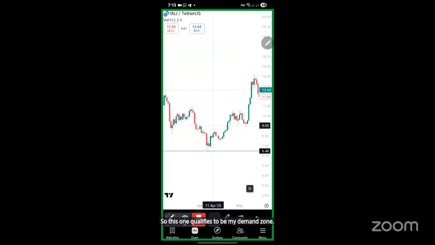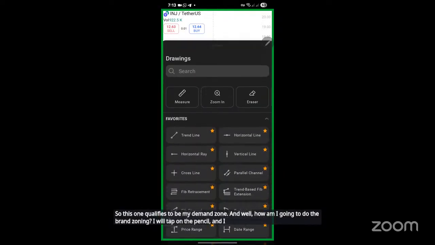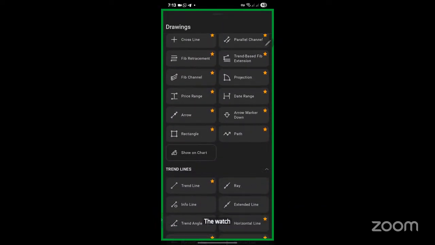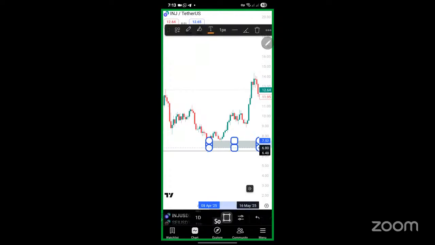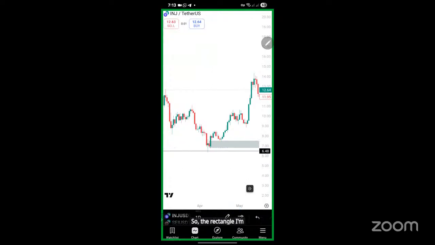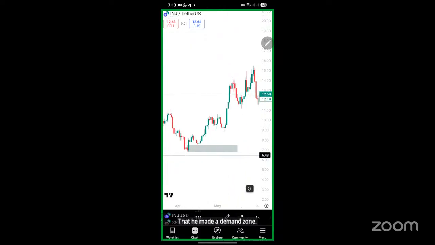And how am I going to do the demand zone? I will tap on the pencil and I bring the rectangle. So I bring the rectangle, I tap here, like this, and I draw it like this. The rectangle I'm drawing should be enclosing this small candle that made the demand zone. Hope the point is home.